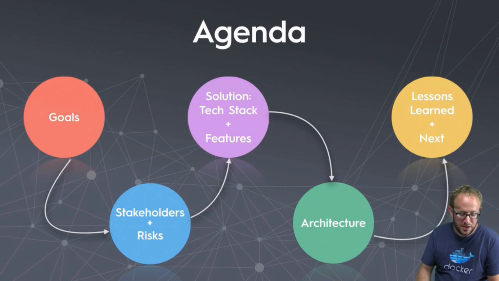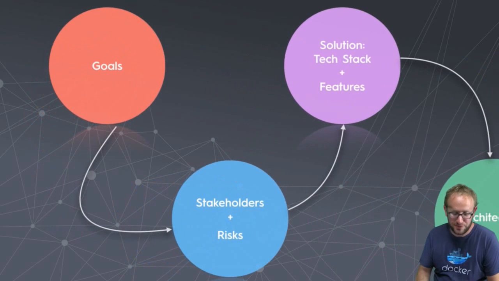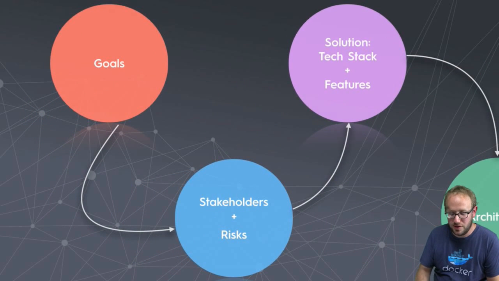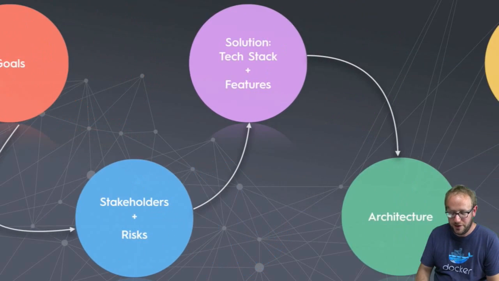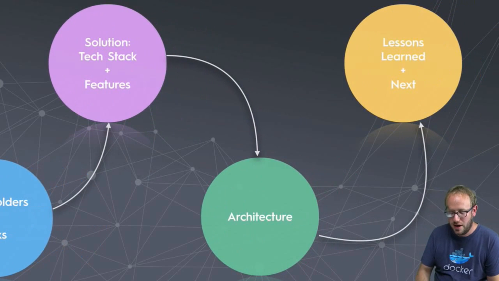So here's our agenda today. We're going to first talk about goals for the Neo4j Sandbox. We're going to talk about our stakeholders and the risks associated with the sandbox. We're then going to talk about the solution that we built, the tech stack that it's built on, the architecture, and then talk about some lessons learned and what's up next.